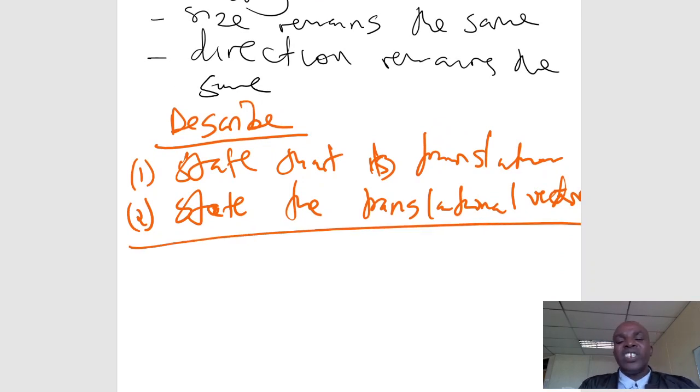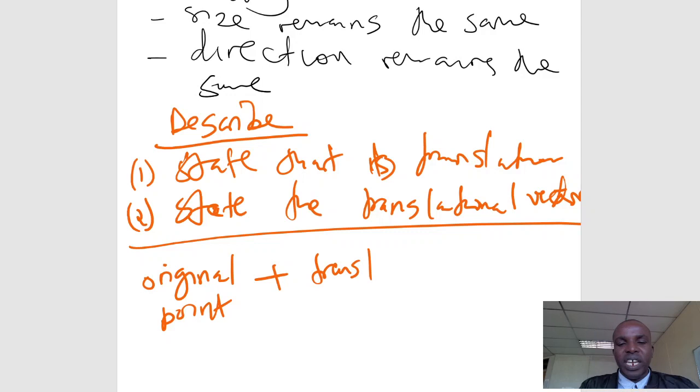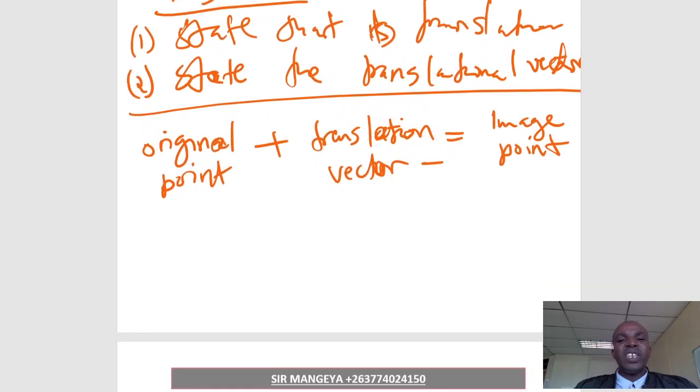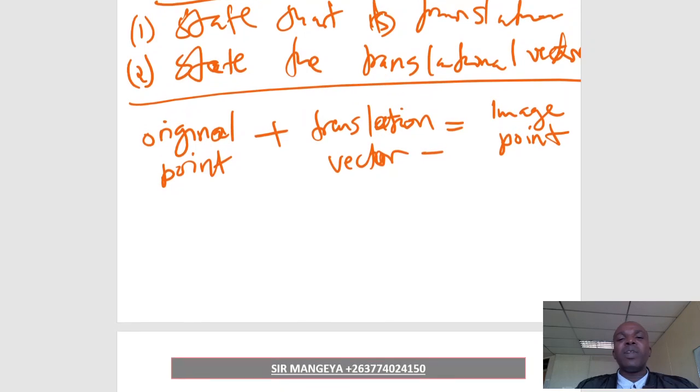How do you find the translation vector now? Use this formula. You say original point plus translation vector is equal to image point. Original point plus translation vector is equal to image point. That's the formula that you have to use.